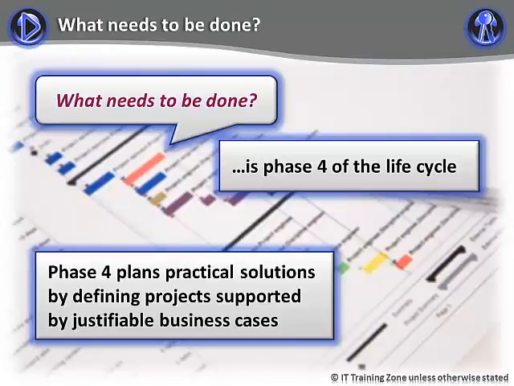What needs to be done is the next phase of the lifecycle. This is where detailed project plans are drawn up for each of the identified improvements. Each project should be supported by a formal business case, which will identify the benefits of the improvement. This will help to get buy-in at the outset and allow its success to be measured on completion.